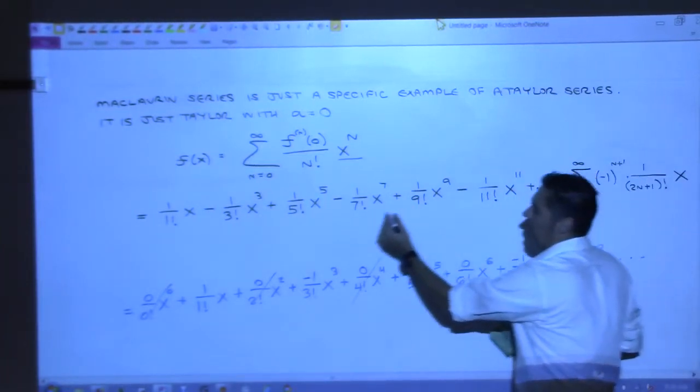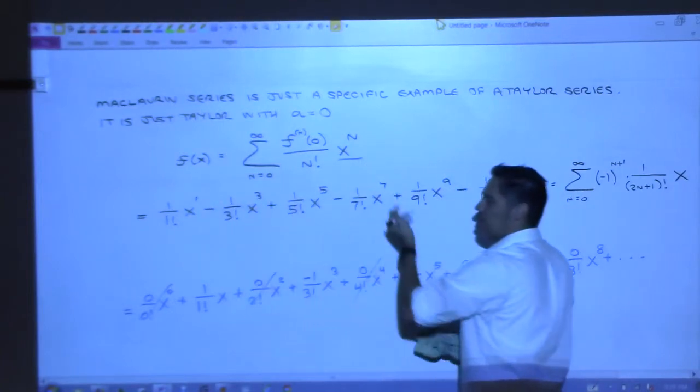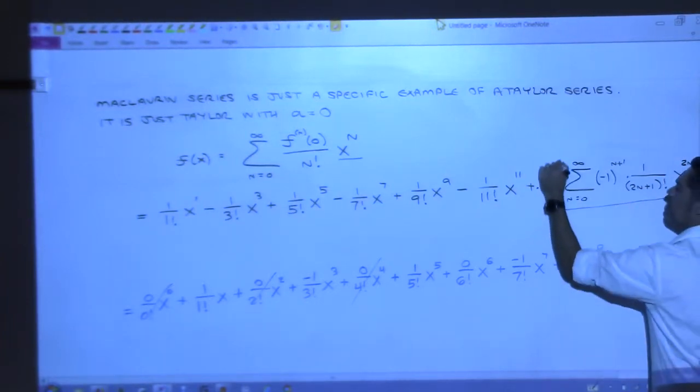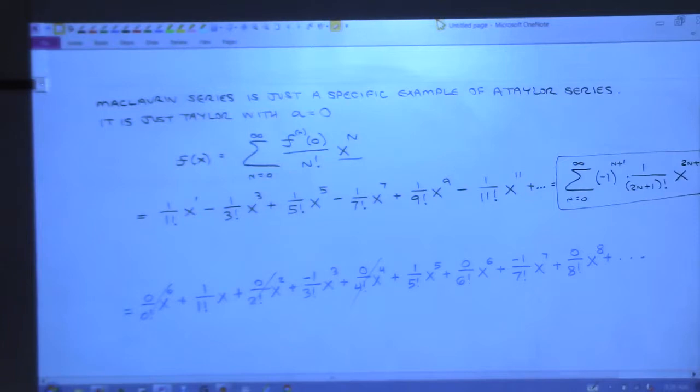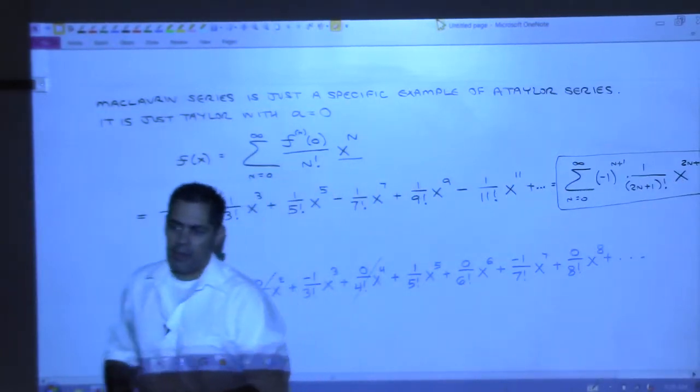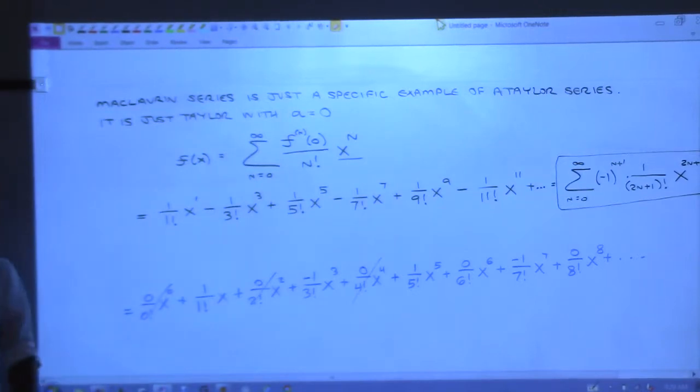We have odd powers, right? This is 1, 3, 5, 7. So it's going to be the same thing that the factorials did. So 2n plus 1. Bam, there it is. If you look in the back of any good book that has a series in it, that will be what is written for the Maclaurin series for sine.